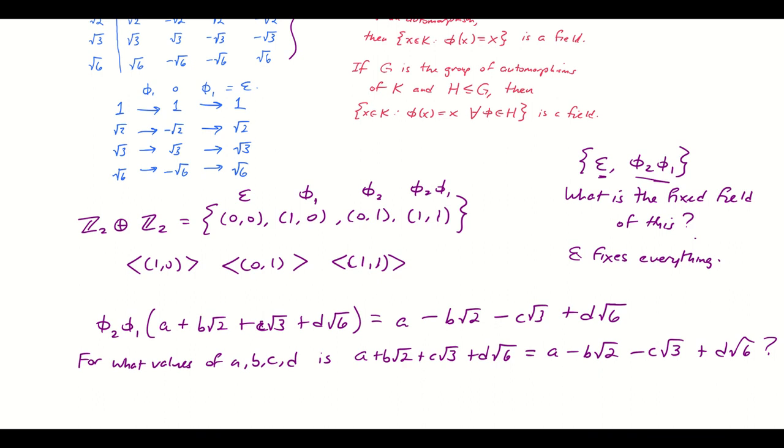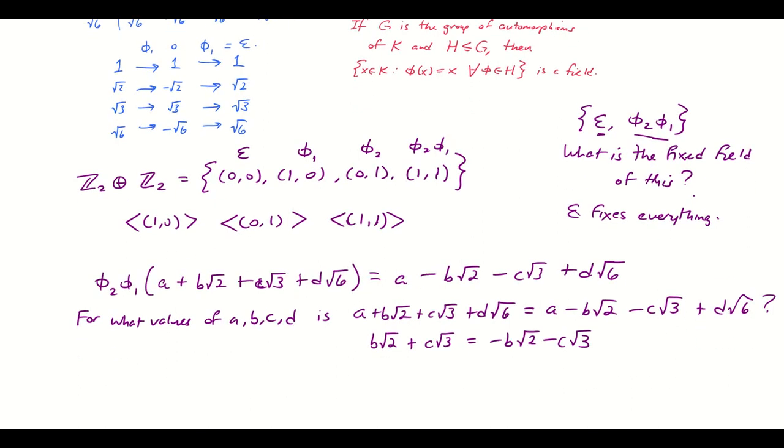Okay, well, if we're trying to find out for what a, b, c, and d these are equal, we can go ahead and eliminate a and d root 6 because those are on both sides of my equation, and I can just get b root 2 plus c root 3. That needs to be equal to negative b root 2 minus c root 3. So in other words, for these to be equal, I need b root 2 plus c root 3 to be equal to negative b root 2 minus c root 3. Gathering up like terms, that means I need 2b root 2 plus 2c root 3 to all equal 0.